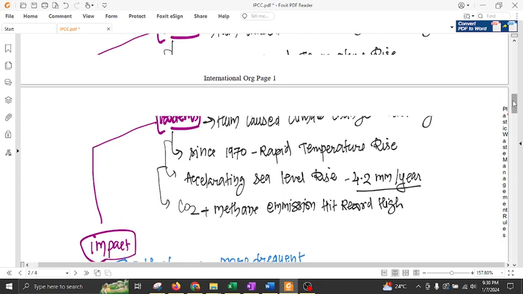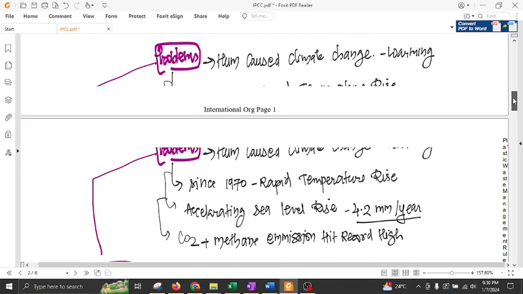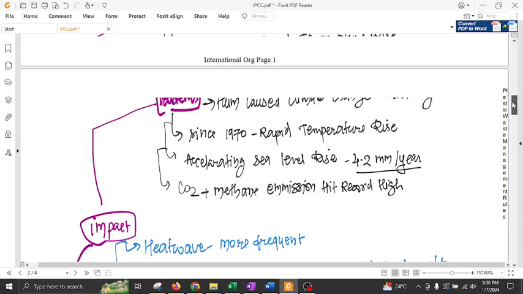First of all, it asserts that humans have caused climate change, and since 1970 there is a rapid rise in global temperature, and sea level has been rising around 4.2 mm per year. Also, CO2 plus methane emissions have caused record high temperature rise all over the world.